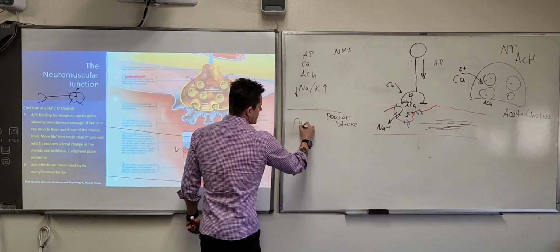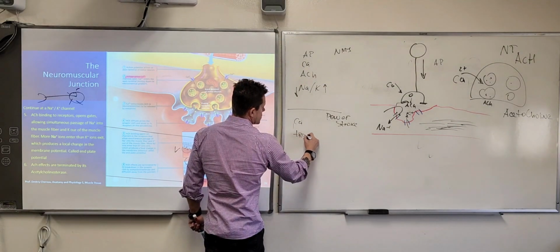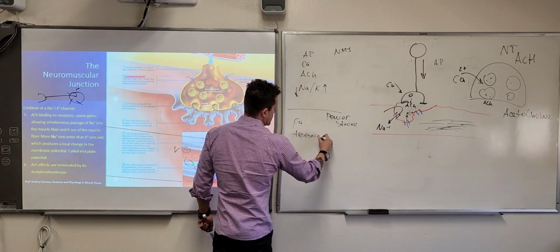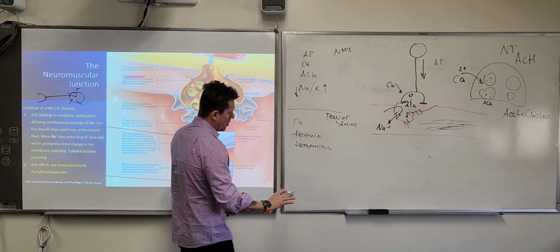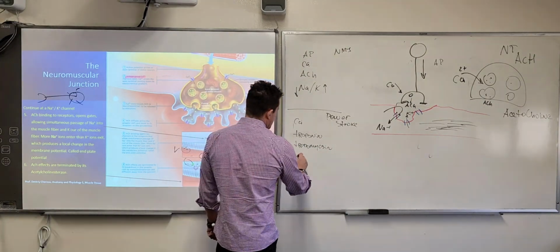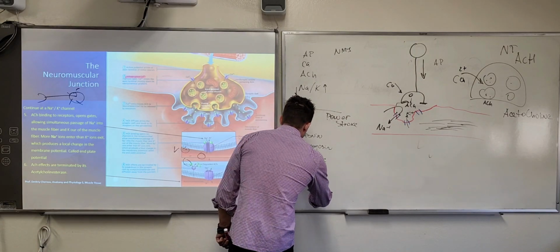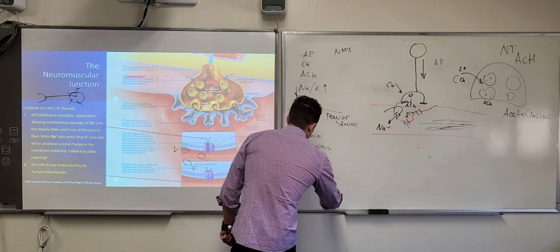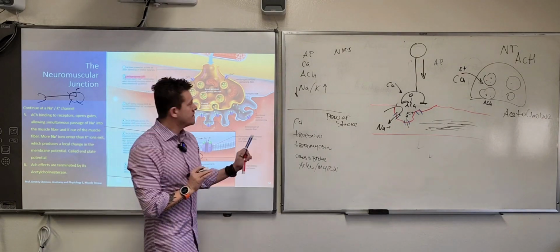In the power stroke, we release calcium. Calcium pulls troponin out. Tropomyosin slides off. And that leads to a cross bridge between actin and myosin. Complicated, but not complicated anymore, usually.